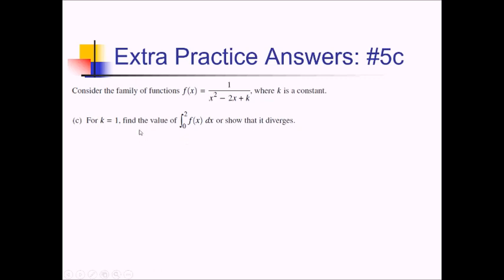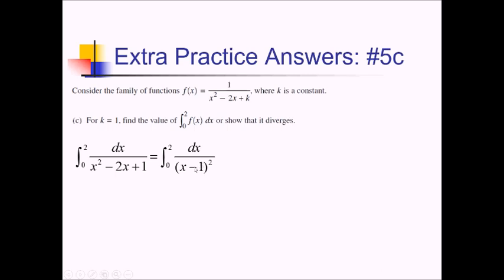For this one, I'm going to let k equal 1 and then find the value of the integral from 0 to 2 of f of x, or show that it diverges. So this is going to now be 1 over x squared minus 2x plus 1. And on this one, I can actually factor this as well. So this is going to be, let's see here, two things that multiply to 1 and add up to -2. How about x minus 1 and x minus 1, or x minus 1 squared? Now this is something I could actually take the antiderivative of.